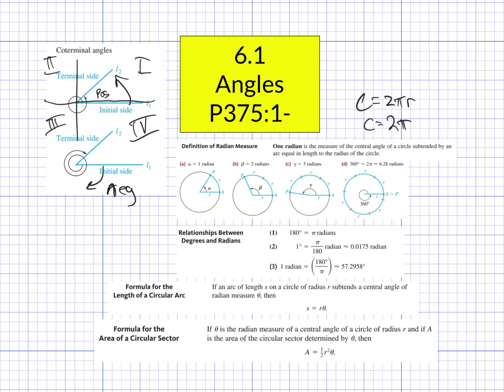So all the way around is 2 pi, which means 6.28. That's 2 pi. Well, halfway around is 3.14. Okay? Halfway around, 3.14. So we get our radian measurement by how many radii go around something.